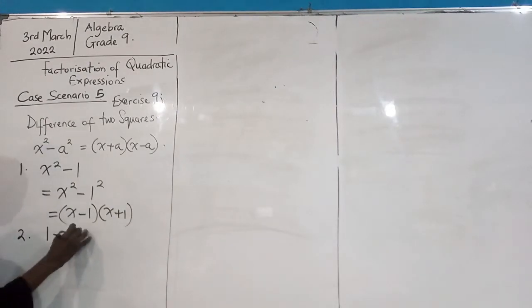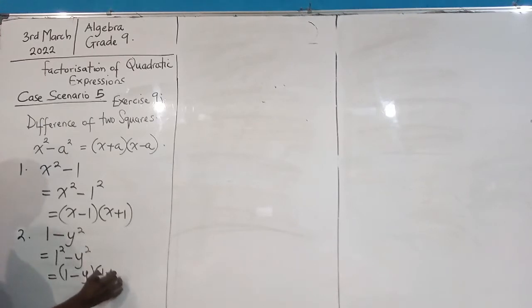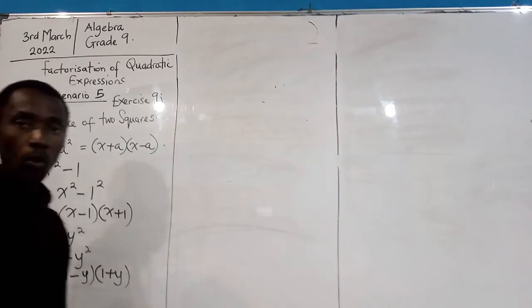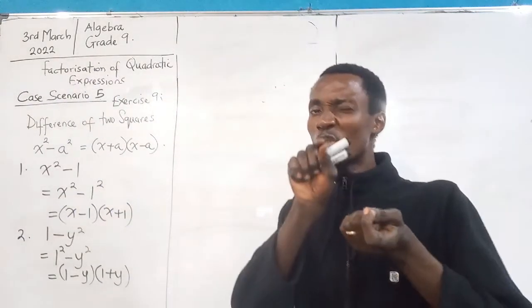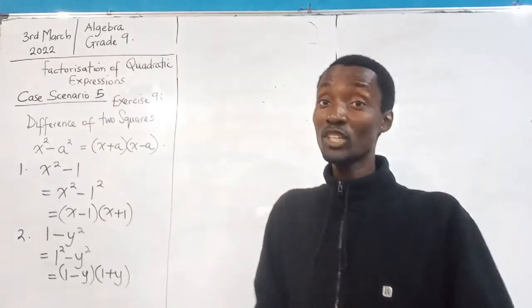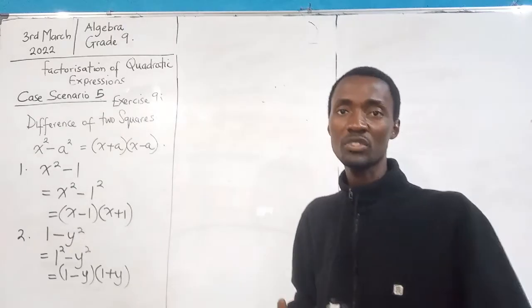1 minus y squared. That will be what? 1 squared minus y squared, which invariably will be equal to 1 minus y into 1 plus y. That one is also very straightforward. But when we go from question 3, 4 upwards, we may need to do a little tweaking to our definition to be able to handle those ones. So let's try a few of those questions now.